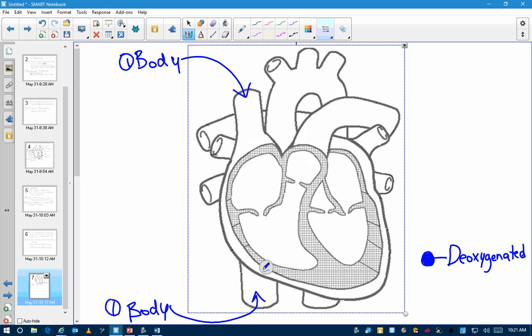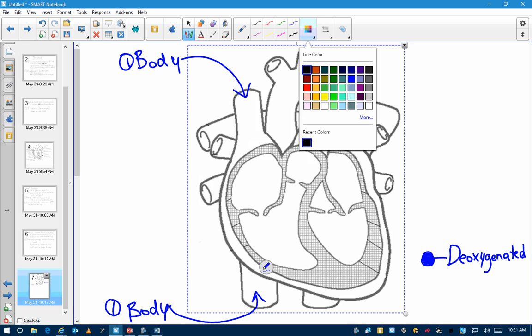See this part? See this thing? Yeah, look. That side of the heart is all deoxygenated. So if you want to color, we'll get to the right atrium and right ventricle, and that does carry deoxygenated blood. So you're good if you want to do that.